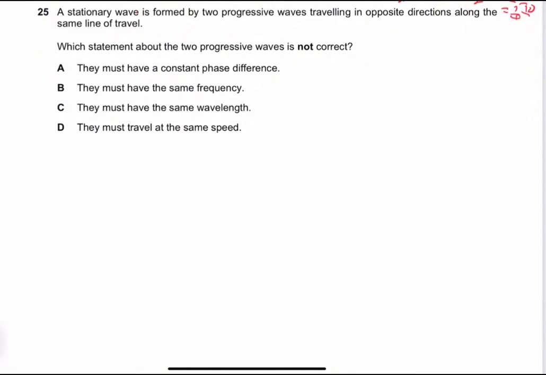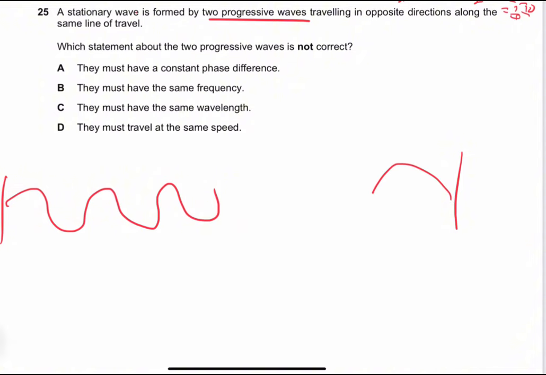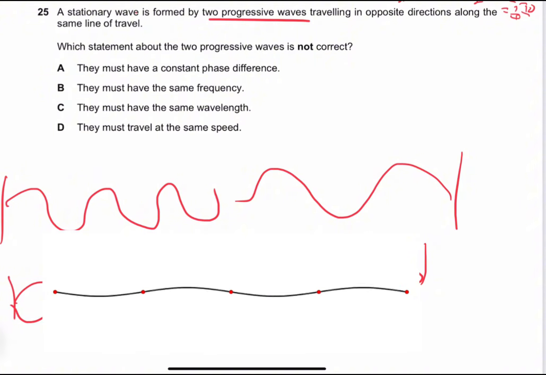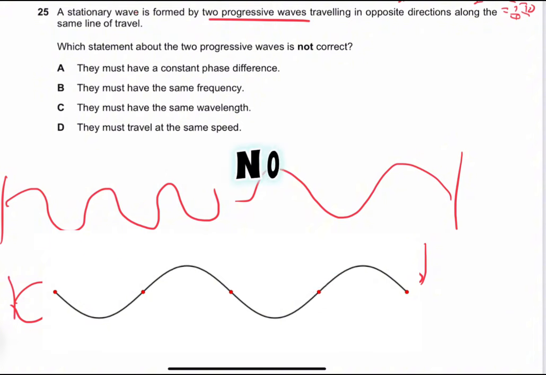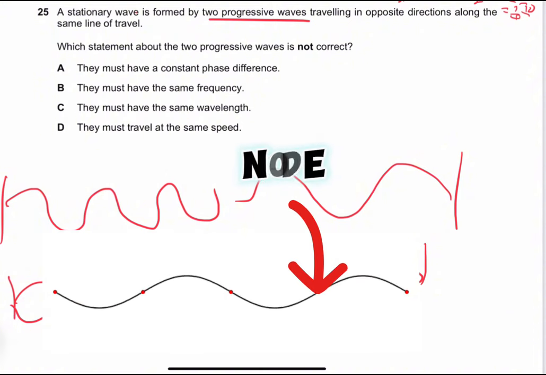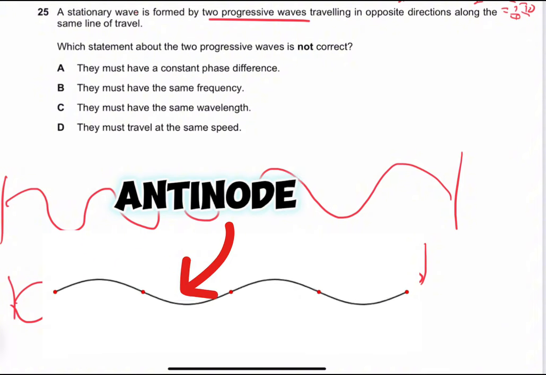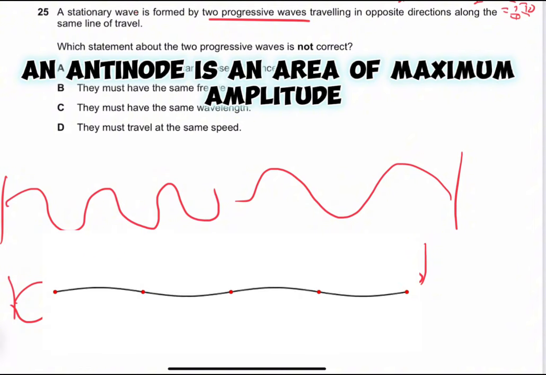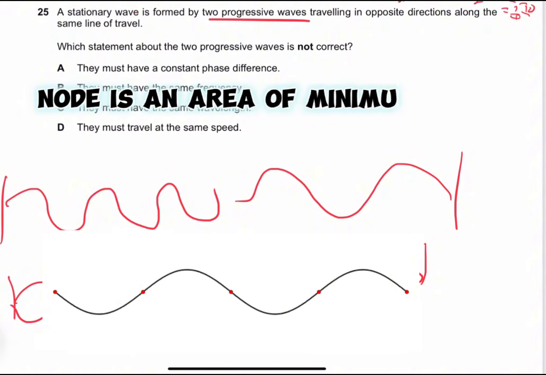We've been given a stationary wave that is formed by two progressive waves that travel in opposite directions. So we have a wave that is traveling in that direction, and it meets another wave that is traveling in the opposite direction. The two then form a stationary wave, right? It's very important for you to understand how they form a stationary wave. In a stationary wave, this is what you call a node, and this is what we call an antinode. An antinode is an area of maximum displacement or maximum amplitude, and a node is an area of minimum amplitude.